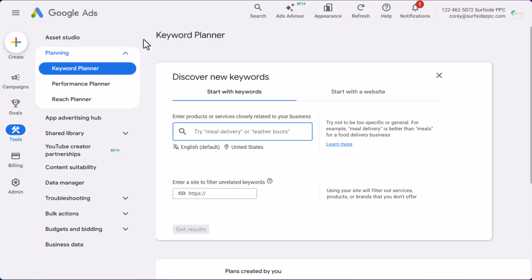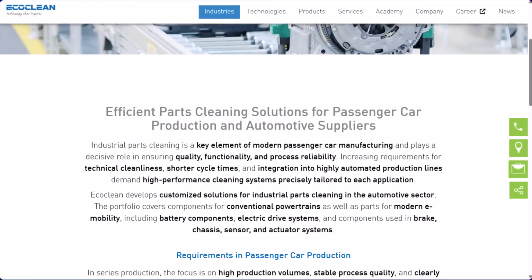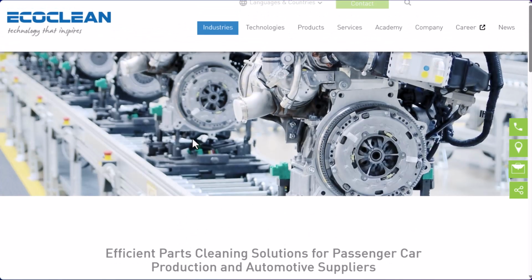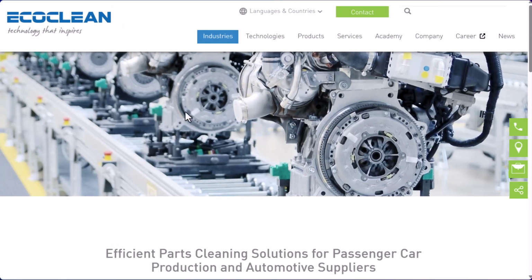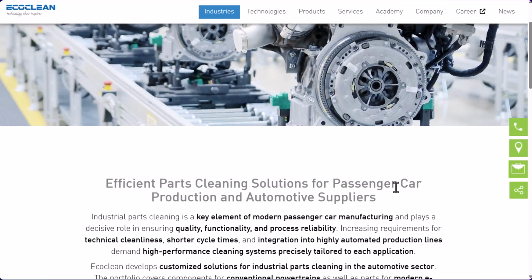Now, it does become a little bit more difficult when you're talking about e-commerce and when you're talking about things. Today, I drove by an Ecoclean truck. I'm not even trying to say it. I would guess Ecoclean. But it is efficient parts cleaning solutions for passenger car production and automotive suppliers. So it's a very unique service. It's obviously a service a lot of companies provide, but basically parts cleaning for car production and automotive suppliers.